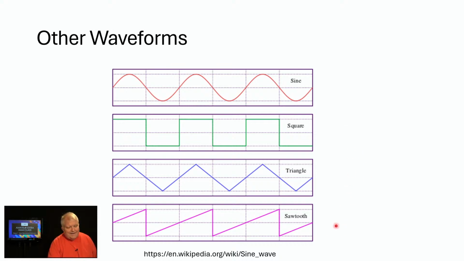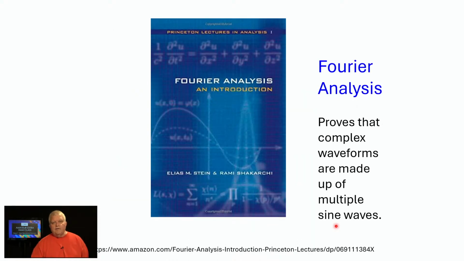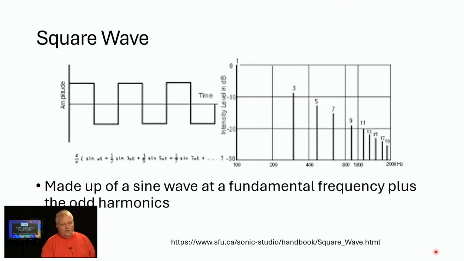These are all again in the time domain, and these more interesting, more complex waves are actually made up of other sine waves, and we know this because of Fourier analysis. Fourier analysis proves that complex waveforms are made up of various multiples of sine waves. And so the square wave, for example, is made up of a sine wave at a fundamental frequency plus the odd harmonics in different power relationships.